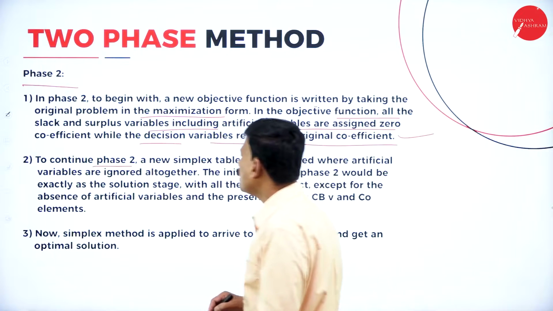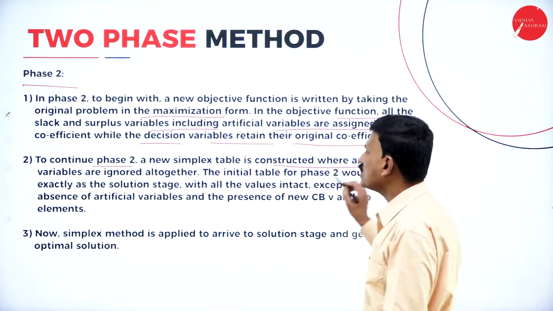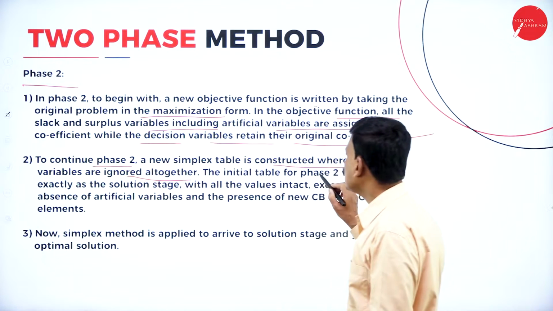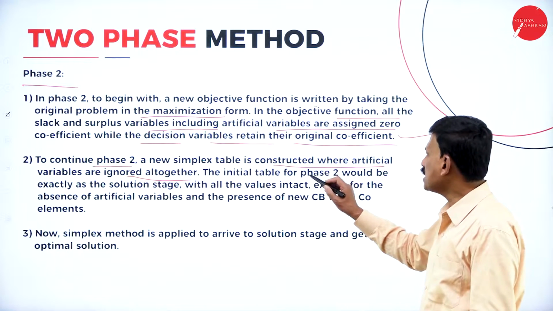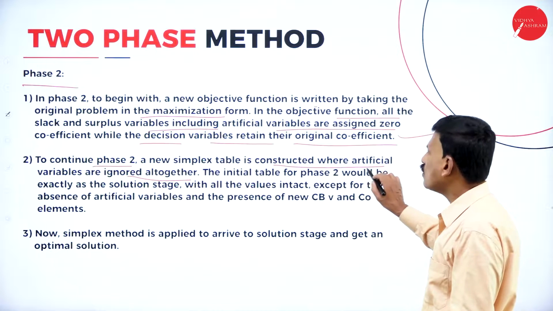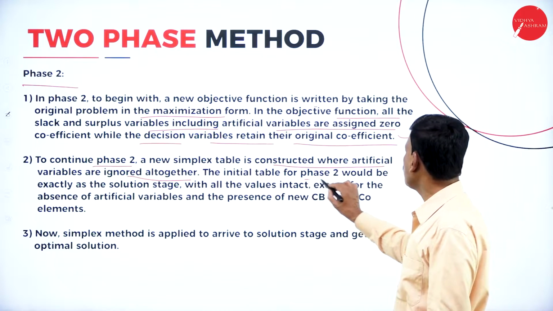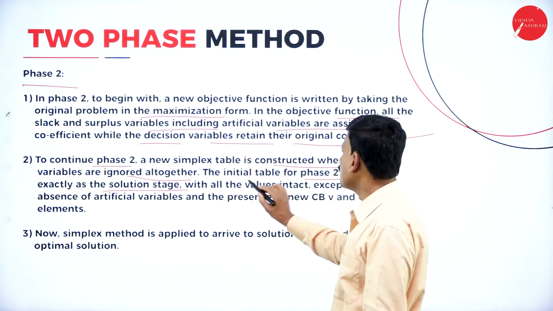And again, to continue phase 2, a new simplex table is constructed where the artificial variables are ignored altogether. So, in the simplex table in phase 2, the artificial variables are ignored altogether. The initial table for phase 2 would be exactly as the solution stage. This is a very important concept.